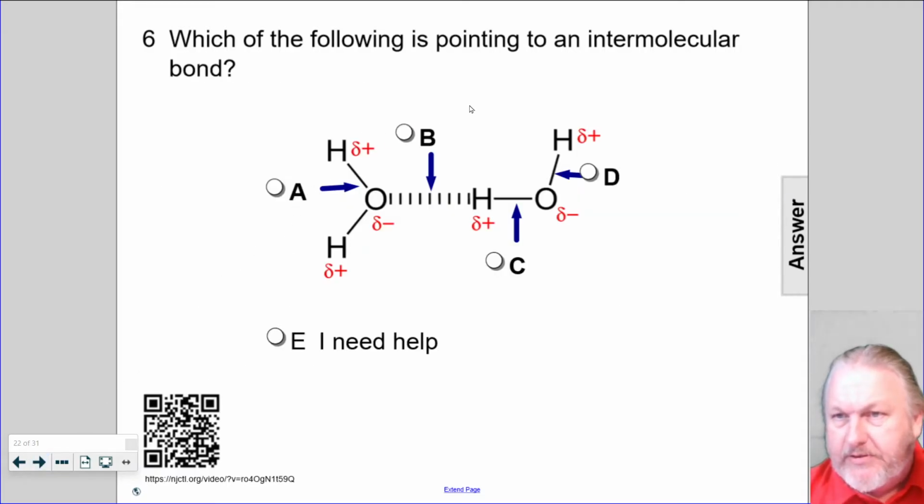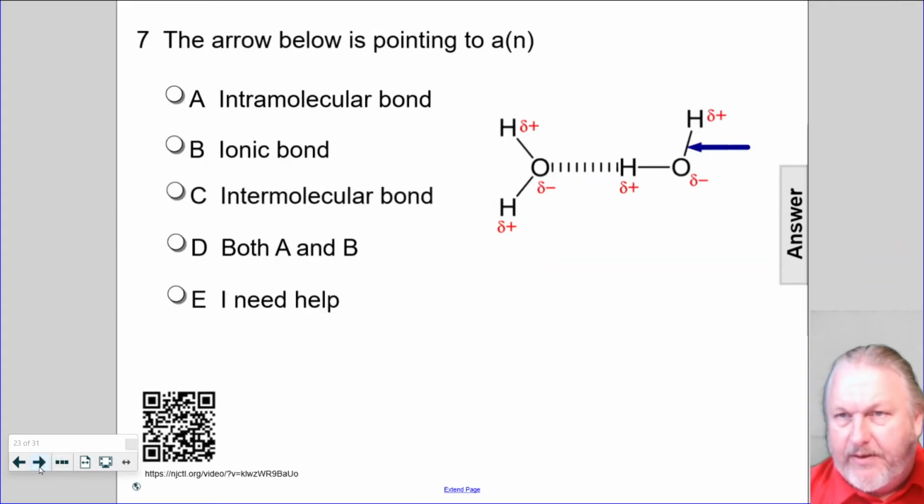Which of the following is pointing to an intermolecular bond? Well, we got A there. B is pointing to those little dots right there. Then we got C, the OH bond. That's an OH bond, and that's an OH bond. So, of course, that would be, hopefully you said B, because that is the intermolecular bond.